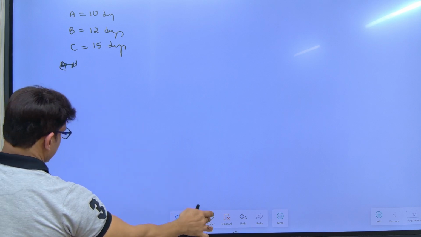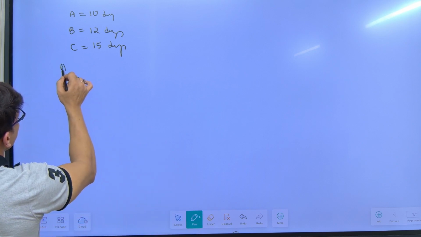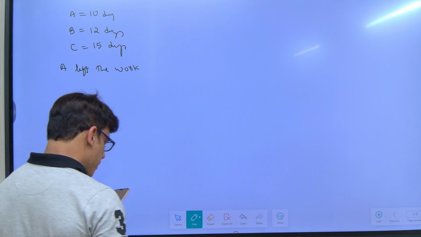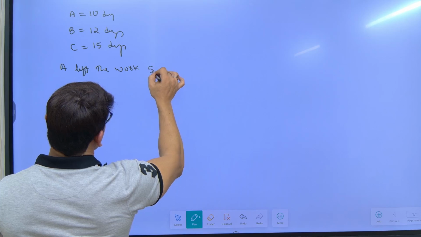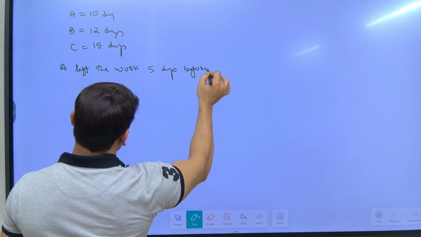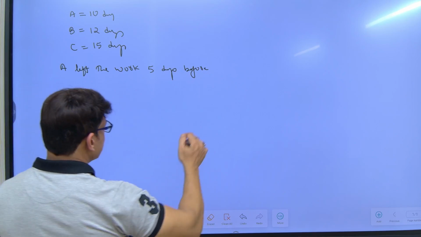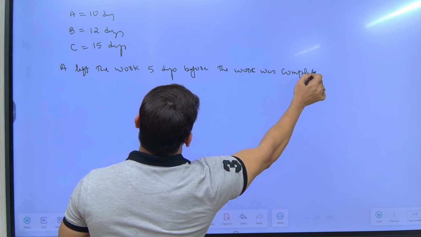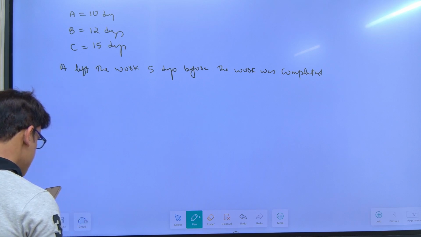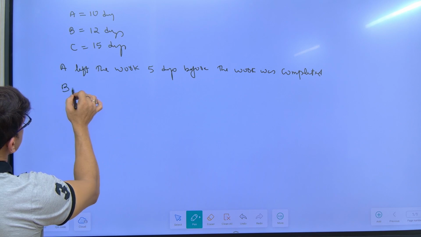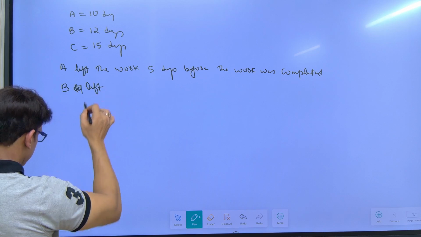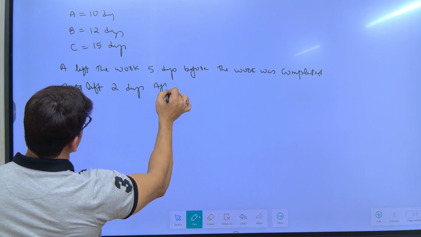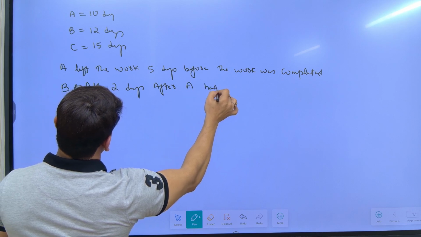Now, this type of question is confusing for students. It says that A left the work 5 days before the work was completed. And B left 2 days after A had left.